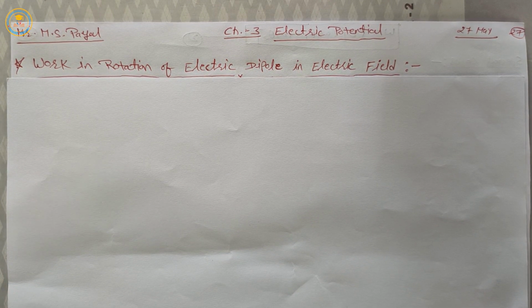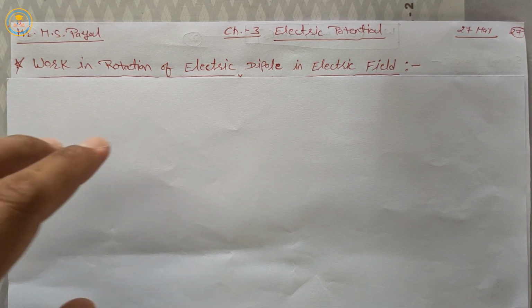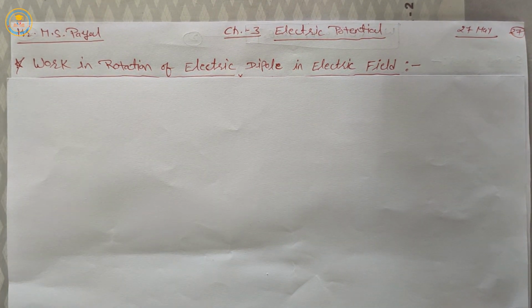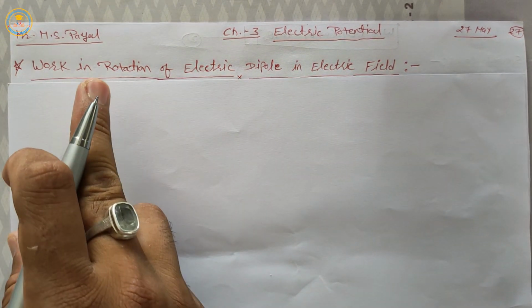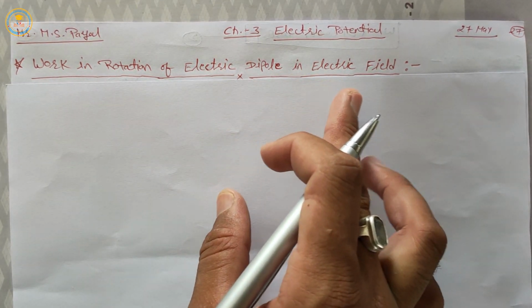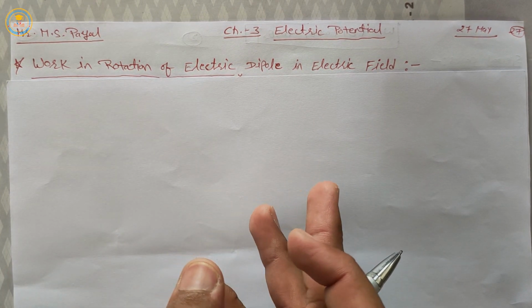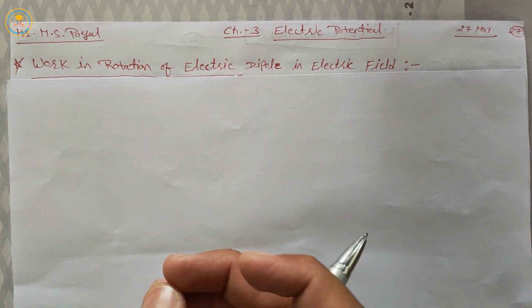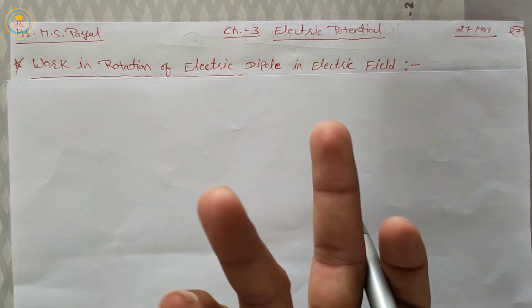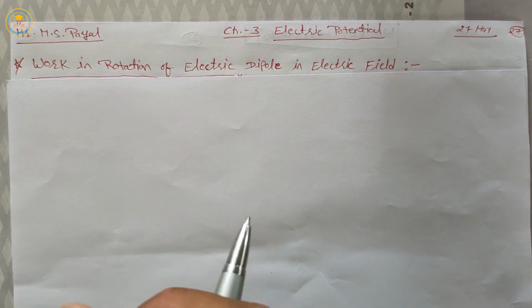Our chapter number 3 is going on, which is electric potential. Today, we will discuss our next topic, which is work done in rotation of an electric dipole in an electric field. It means we have a uniform electric field, and in this we rotate an electric dipole. Then what is the total work done? This work done we will calculate today.